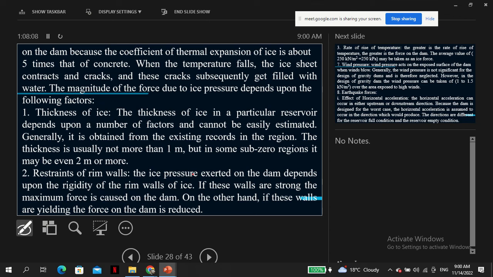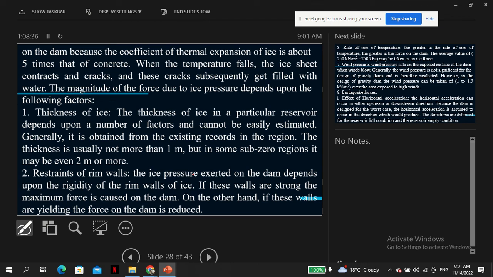Of course, we know that when water freezes to ice, it expands, and with the expansion comes some additional pressure. So the magnitude of the force of the ice depends on the thickness of the ice. The thickness of the ice in a particular reservoir depends upon a number of factors and cannot be easily estimated. Generally, it is obtained from existing records in the region.